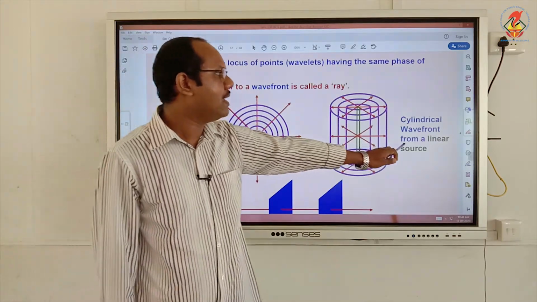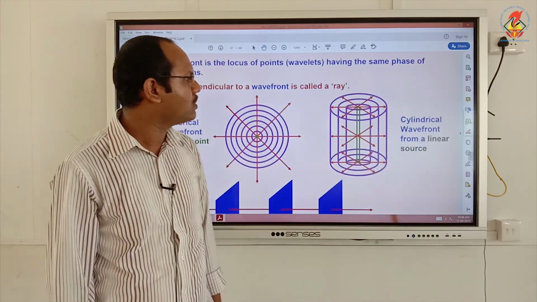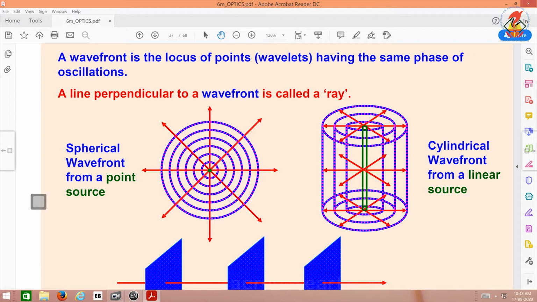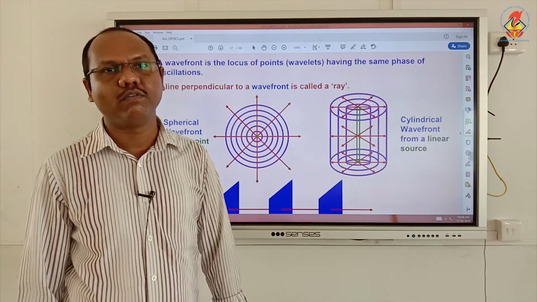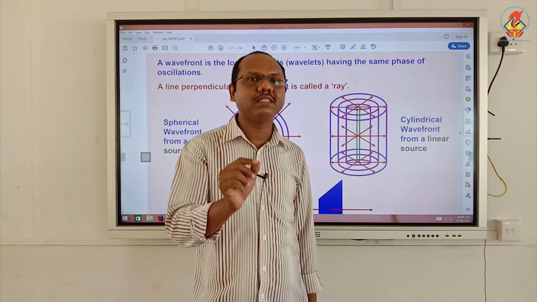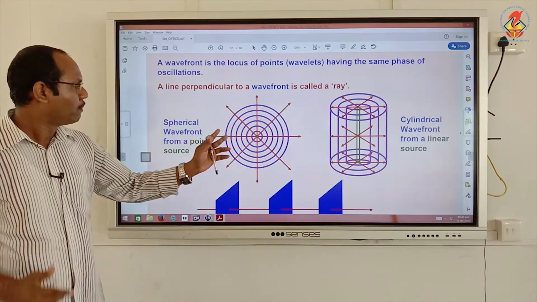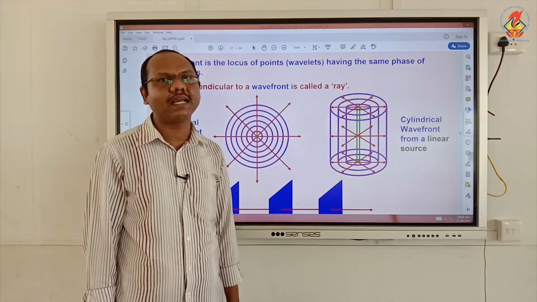Now, for a linear source, what if I take a linear source? A linear source will produce a cylindrical wavefront. The blue colored thing is the wavefront, and the red colored arrows that I have marked are called rays. And you have to think like this: a ray is always perpendicular to the wavefront. Keep that point in mind. So a point source produces a spherical wavefront, and a linear source produces a cylindrical wavefront.